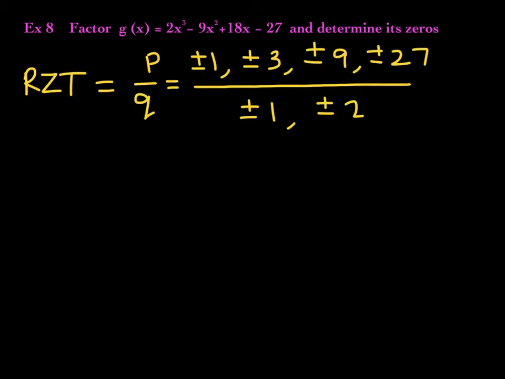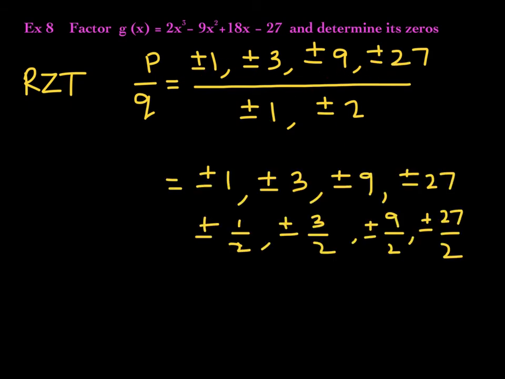All right, so we've figured out what P over Q is. Remember, P are the factors of 27 or negative 27, and Q are the factors of the leading coefficient, that being 2. I'll put all of my factors in the numerator over 1, and then I'll put them all over 2. All right, when I put them all over 1, I just get 1, 3, 9, 27. And then when I put them all over 2, I get 1 half, 3 halves, 9 halves, and 27 halves. Here's the formal notation for all of my possible rational zeros.